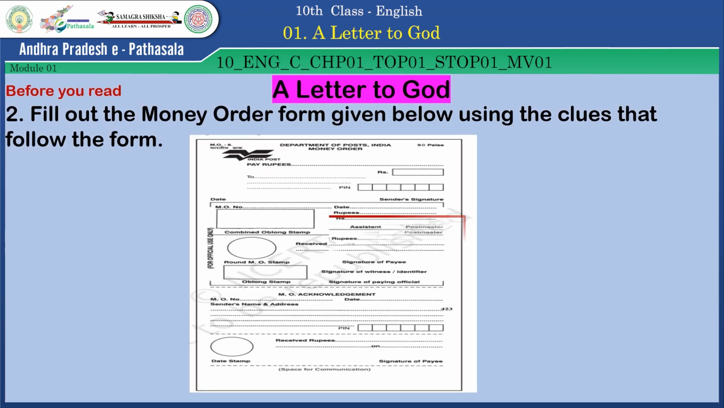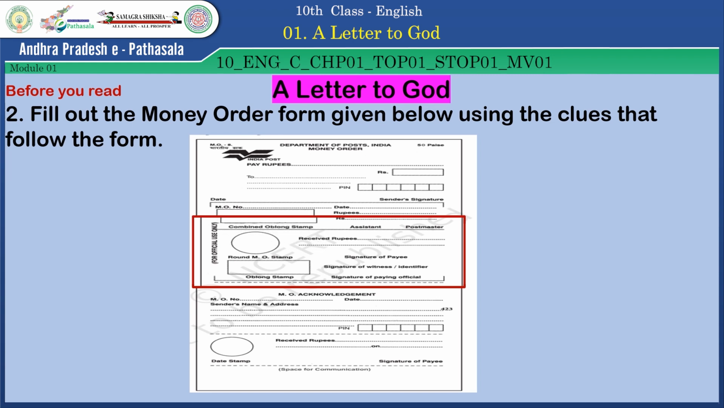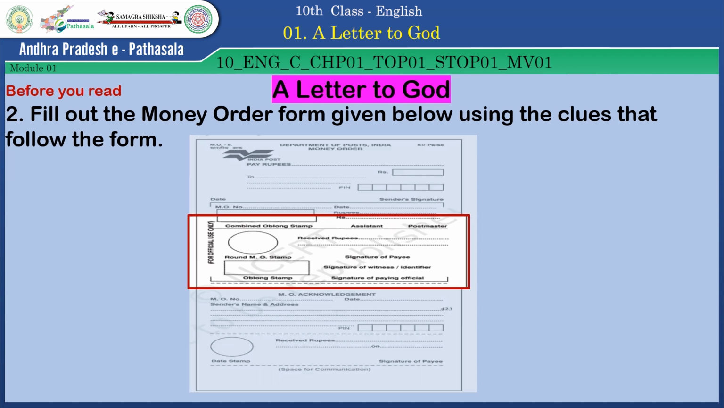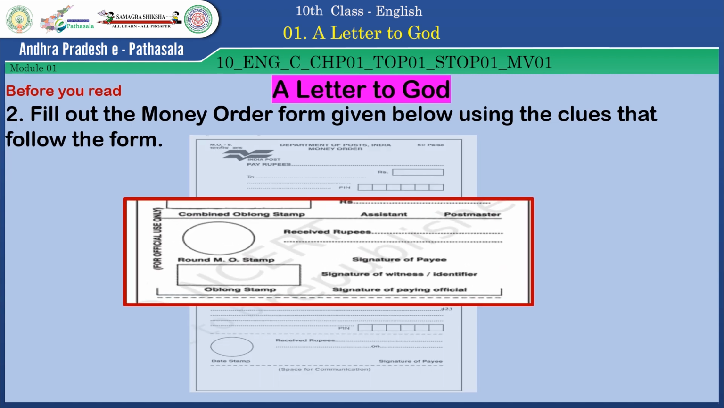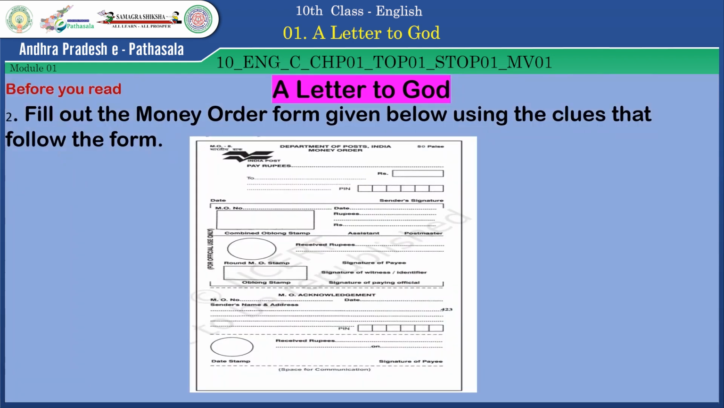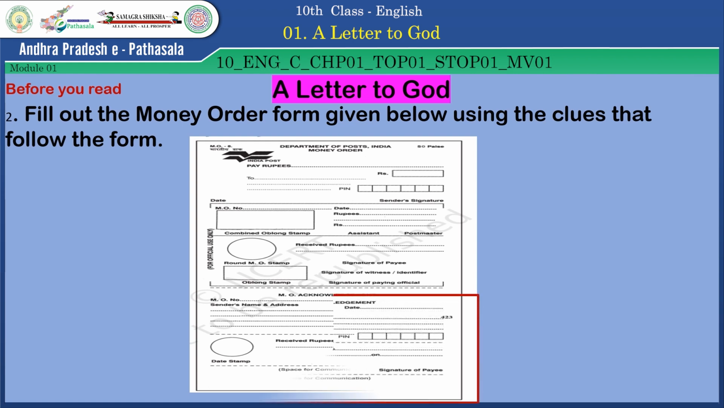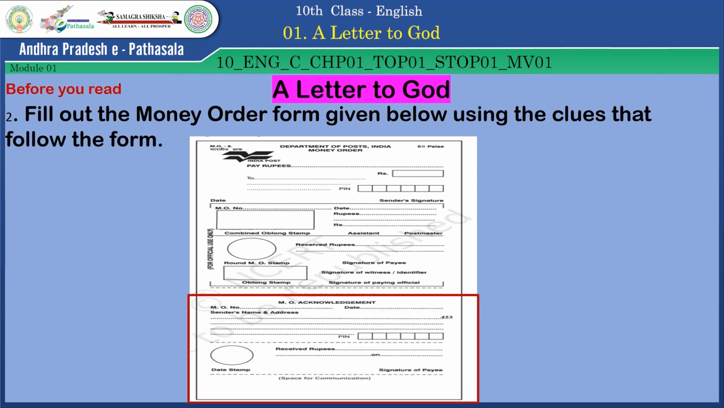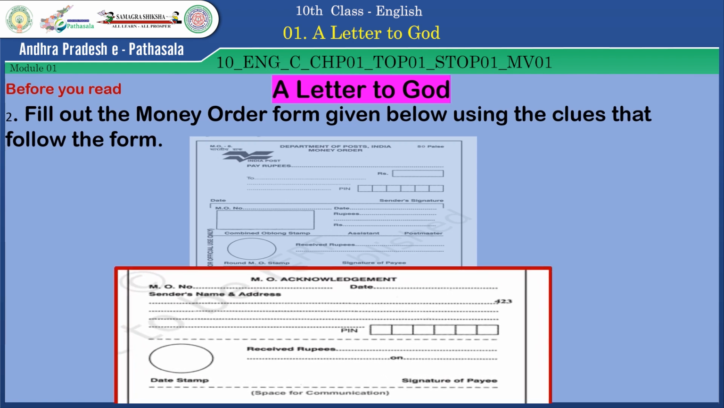Now we are looking at the area which is filled by the postal department officials. In the final part, we have two more sections. Those are the acknowledgement and space for communication. As now you got an idea, you can fill the form in your textbook and answer the following questions.